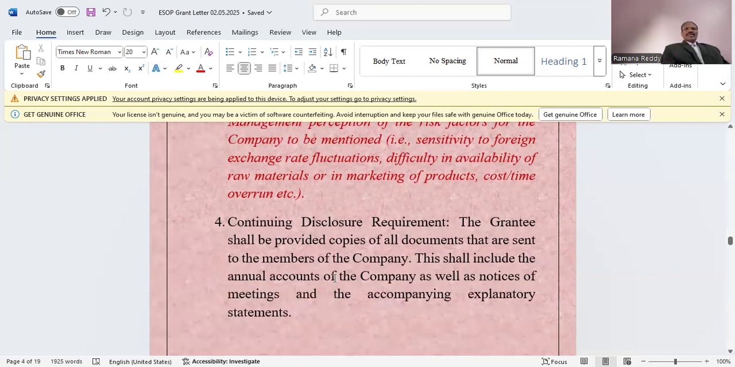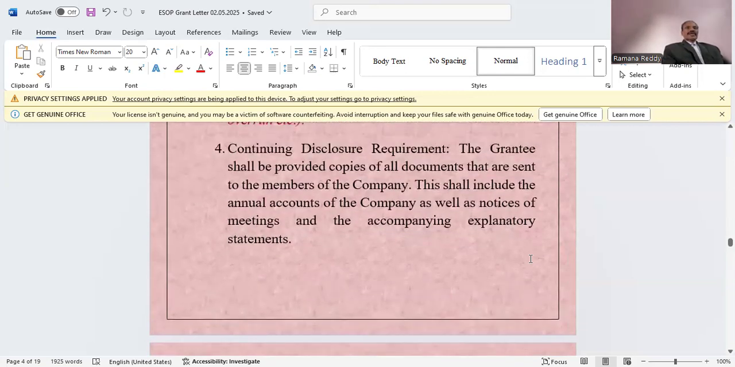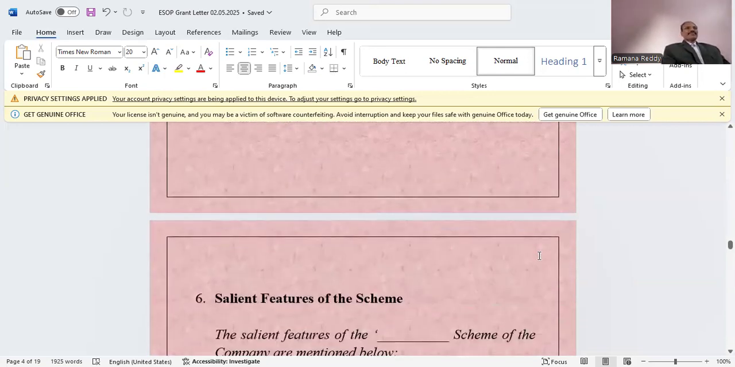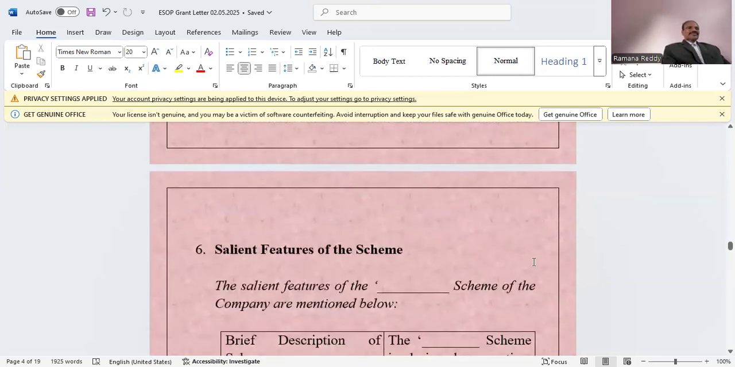Continuing disclosure requirements. The grantee shall receive copies of all the documents. Once the grant letter is given to the employee, the grantee will receive the notices of the meetings and all the financials, annual returns and financial accounts, as well as notice of the meetings and accompanying explanatory statement. So he will be informed what is going on in the company. He will not get voting rights, he will not get dividend, but he will be intimated what is going on in the company for all the members meetings. And financials also will be served every year for the members meeting.